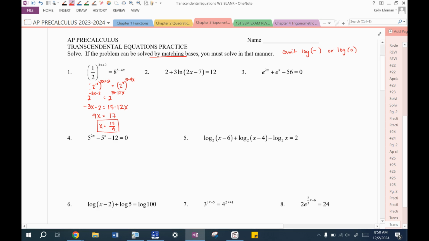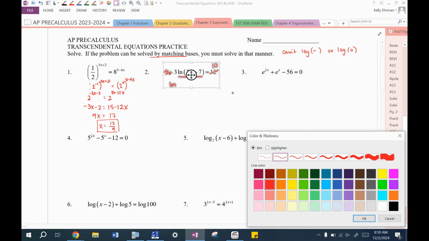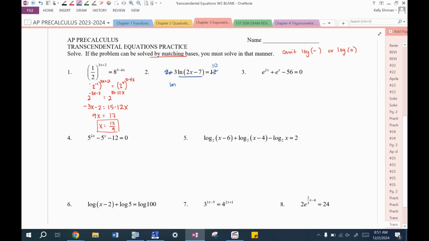Okay, number 2 is a log equation, so I want to isolate the ln. So I'm going to subtract 2, which makes this equal to 10, and then I'll divide by 3. So it's natural log. Change my colors here so that the work doesn't run together. Okay, so it's natural log of 2x minus 7 equals 10 divided by 3. So that was just I subtracted 2 and divided by 3.